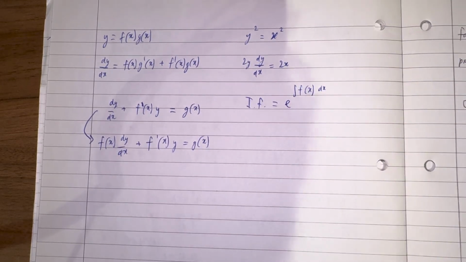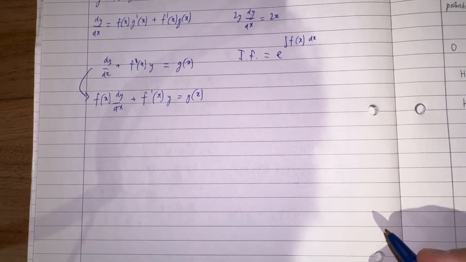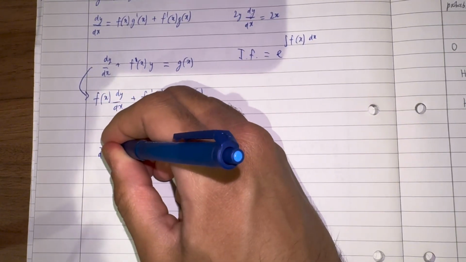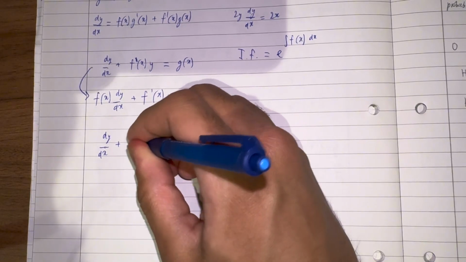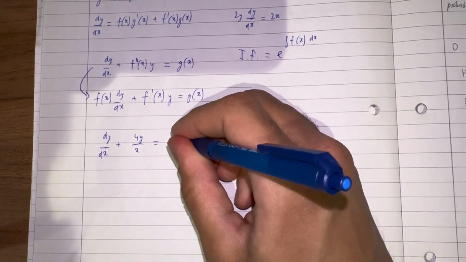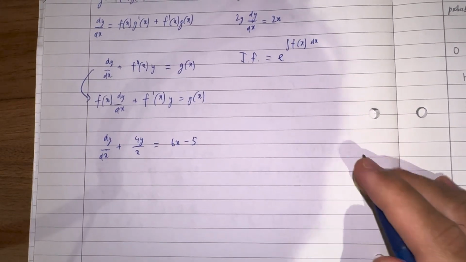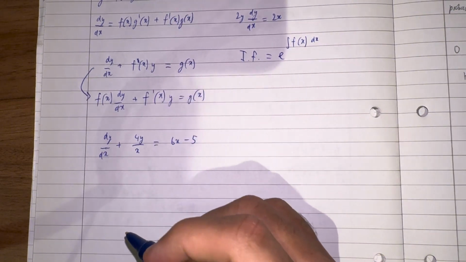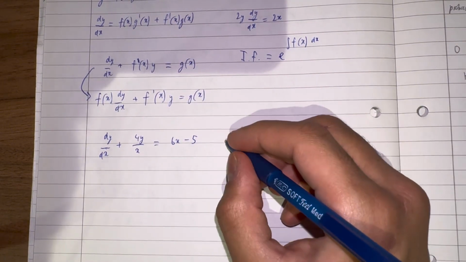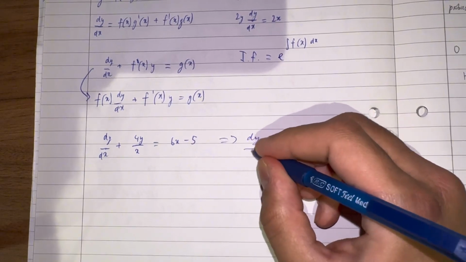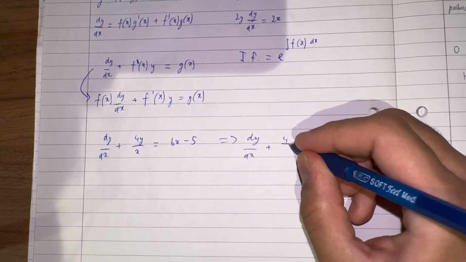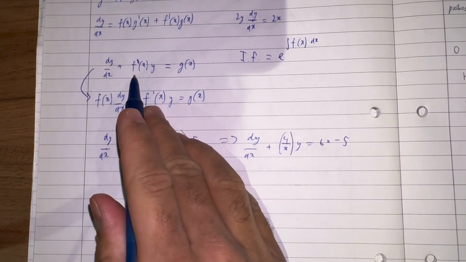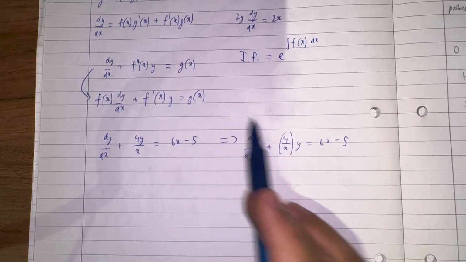So let's go through an example, because all of these can be quite confusing and it's better to understand with an example. So our example says dy/dx plus 4y over x is equal to 6x minus 5. So first what we need to do is turn it into this expression here. So dy/dx plus f of x times y is equal to g of x. So let's first split this up. So let's say that dy/dx plus 4 over x times y is equal to 6x minus 5. So now our f of x is equal to 4 over x, and our g of x is 6x minus 5.